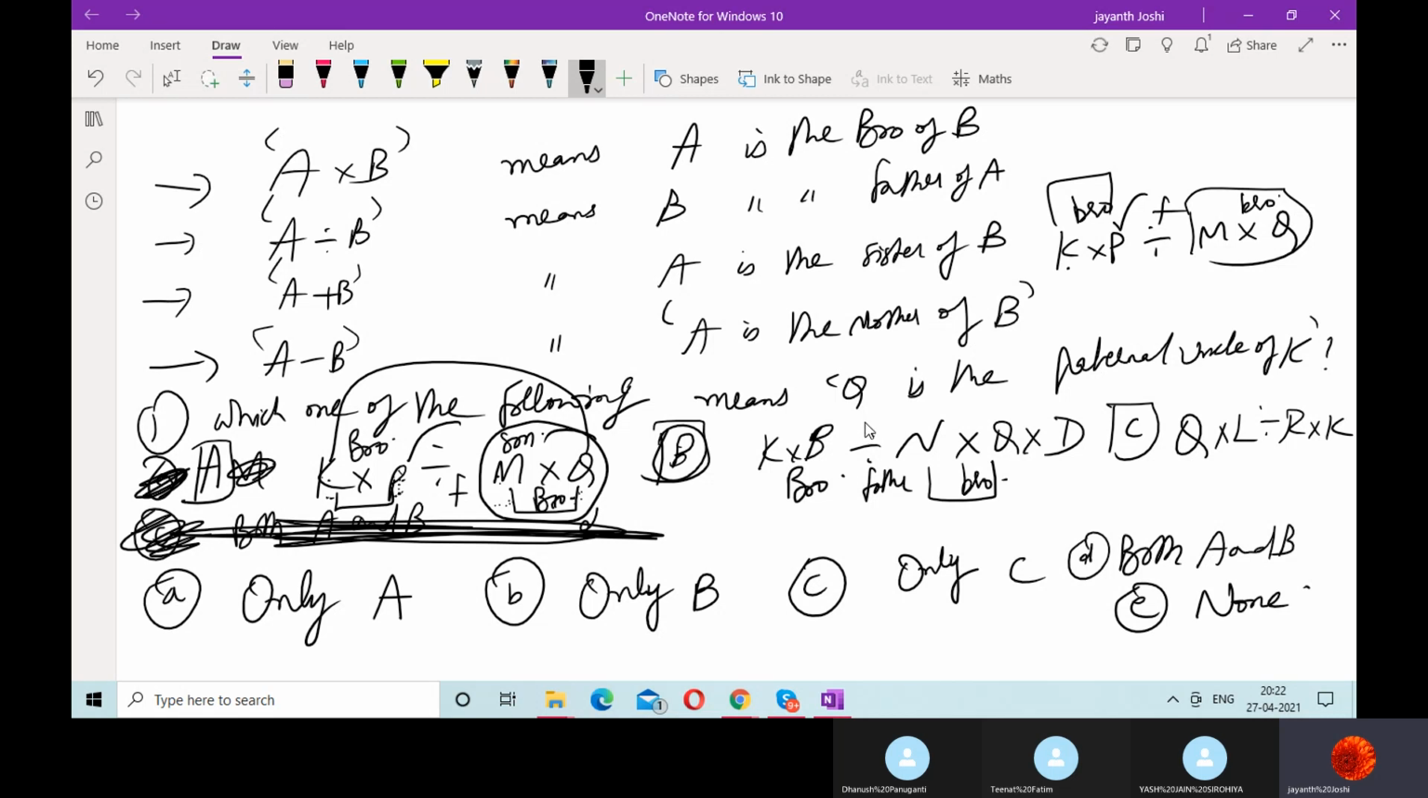K is the brother of B, and here A divided by B means B is the father of A. So N is the father of B, and N's brother is Q. So Q is K's uncle, paternal uncle, correct? Paternal uncle. Only option B. See, K and B are brothers, and B divided by N is nothing but N is the father of B. Okay. So now these two guys are brothers, and father's brother is this, Q. So father's brother is the uncle of K, paternal uncle of K.